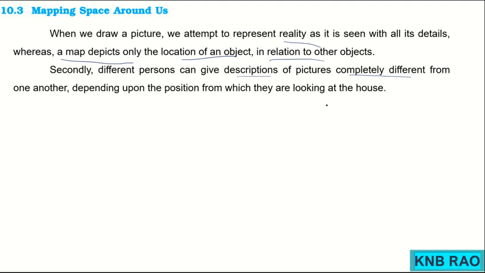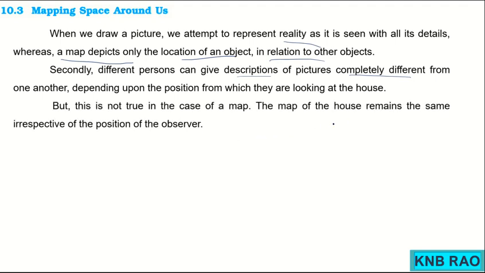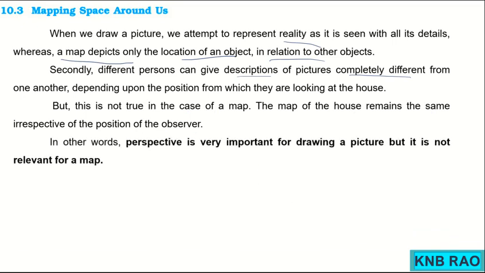Remember, depending upon the position of the person from which they are looking at the house, they perceive the house differently. But in the case of a map, everyone will read the same information out of the map. The map of the house remains the same irrespective of the person or position of the observer, isn't it? So that's how I can conclude perspective is very important for drawing a picture, but it is not relevant for a map.